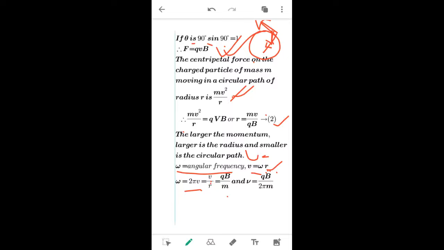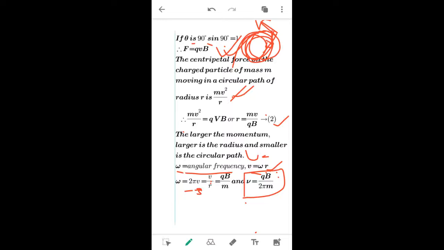So again, from this equation, 2 pi nu equal to qB by m. So from this we have nu, that is the frequency of this charged particle in the circular motion, will be qB by 2 pi m. So understood? Here nu is equal to qB by 2 pi m. This will be the frequency of the circular motion of the particle.